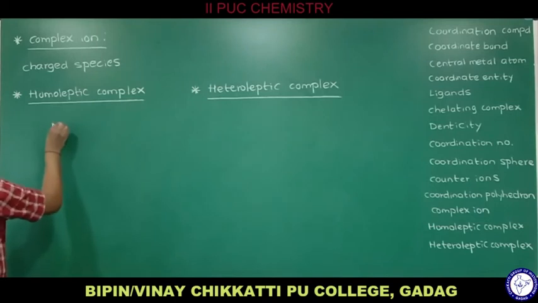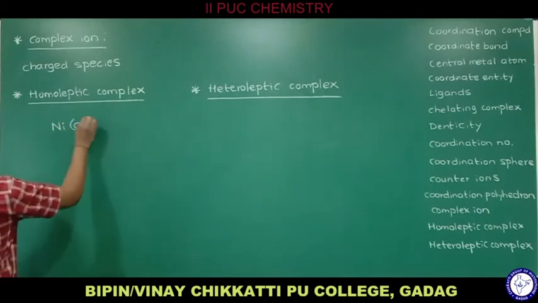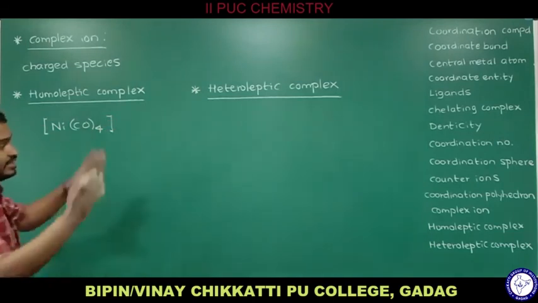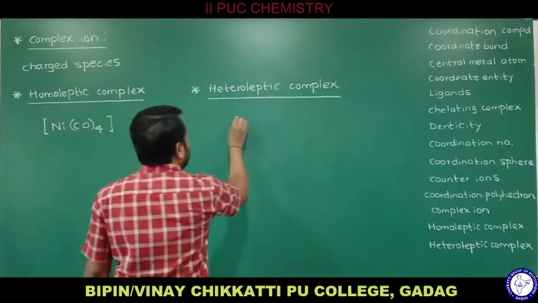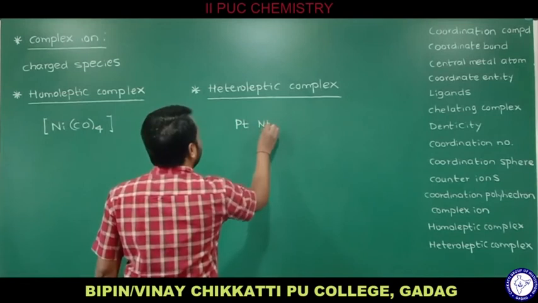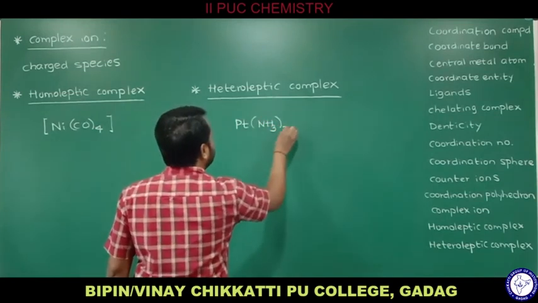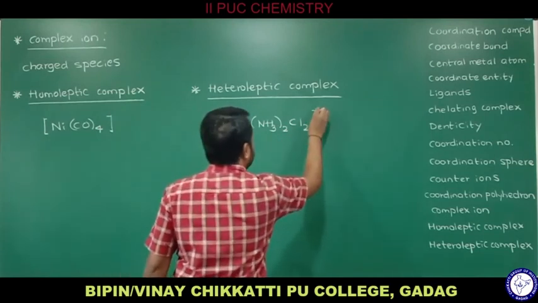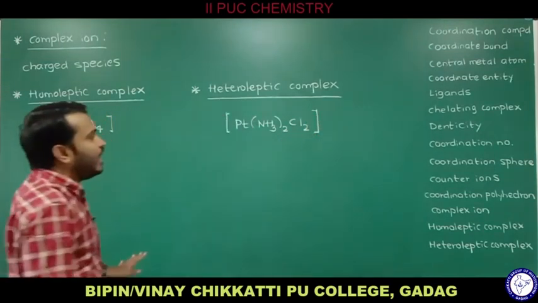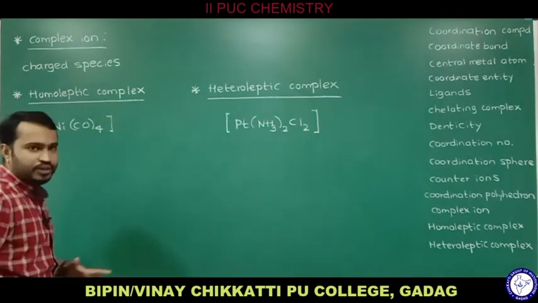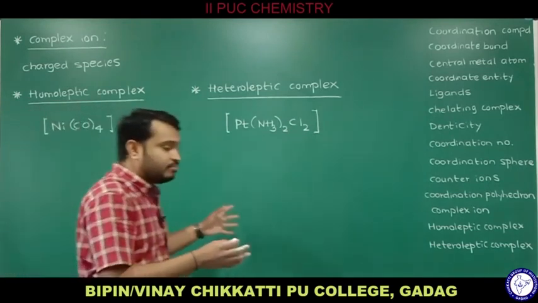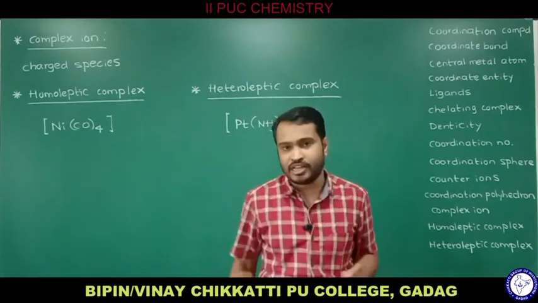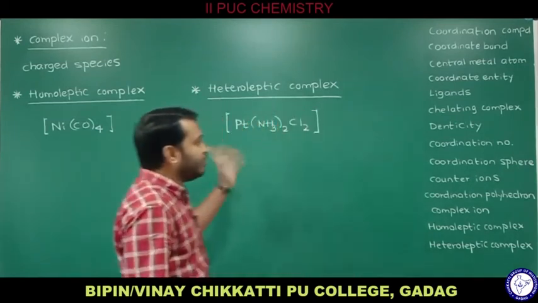One very good example I consider is tetracarbonyl nickel, Ni(CO)4. And as the example for a heteroleptic complex, I consider platinum, [Pt(NH3)2Cl2], with the square bracket. As we know, both are coordination spheres only. It means we have a central metal atom surrounded by ligands, and that should be enclosed within the brackets. So that we call the coordination sphere.